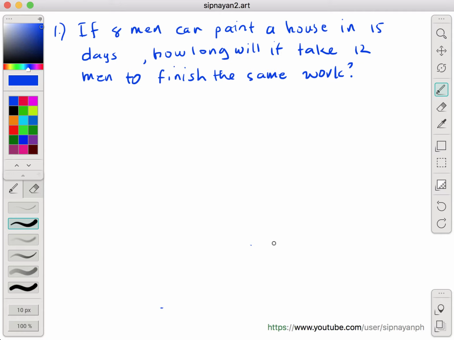And kung sinusundan nyo yung ating series, ang pinag-uusapan natin ay about inverse variation, no? So in this video, ang gagawin natin ay magsasolve tayo ng word problems about variation. So tingnan natin yung unang problem, no?